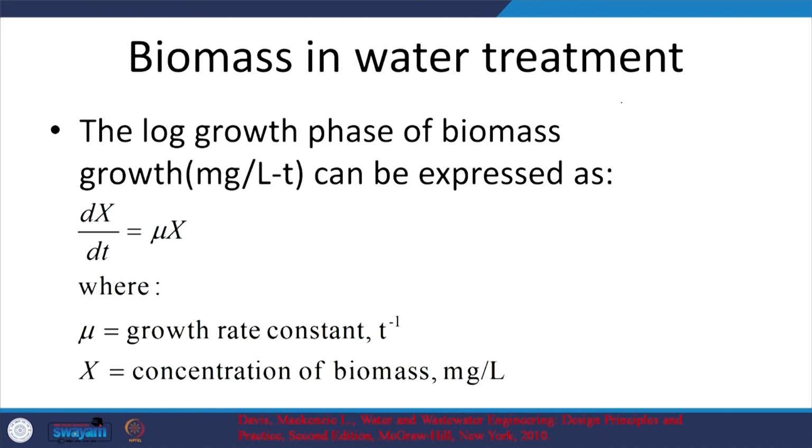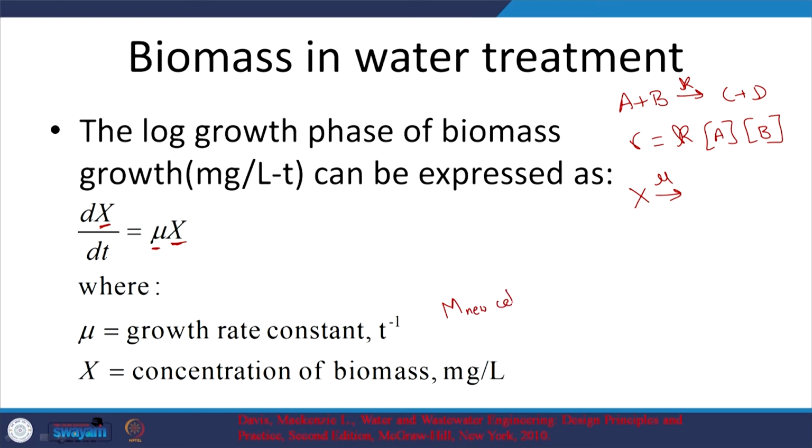You know that in general, when we have A plus B going to C plus D and the rate constant is K, the rate of this reaction is the rate constant times the concentration of A and the concentration of B. Similarly, if I want to look at the growth rate of microbes, I will look at the concentration of microbes, which we express by X. What is the rate going to depend upon? It depends upon the concentration of the microbes right now. So X is increasing, and the rate constant I can assume to be mu. So dx by dt equals mu times x. Mu is the growth rate constant, mass of new cells per mass of existing cells per time. So this will give me the rate of growth of the relevant microbes.